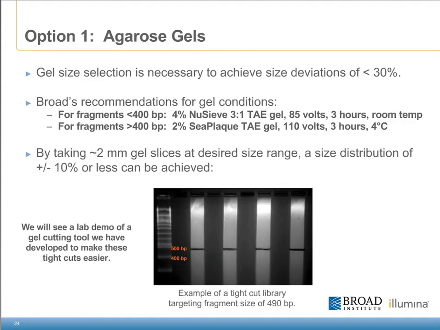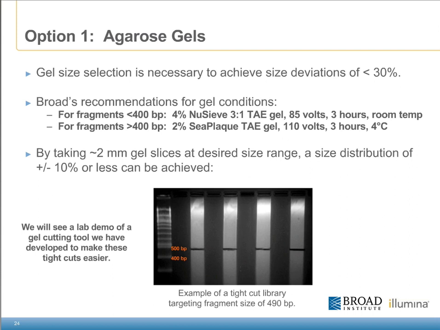So option one is Agarose Gels. Oftentimes, size selection is necessary. You can't really get around it if you want to have size deviations that are less than 30%. And the Broad's recommendations for gel conditions are shown here. What we found is that for small fragments that are less than 400 base pair, we find a 4% NuSieve 3-to-1 gel run at 85 volts for 3 hours at room temp.